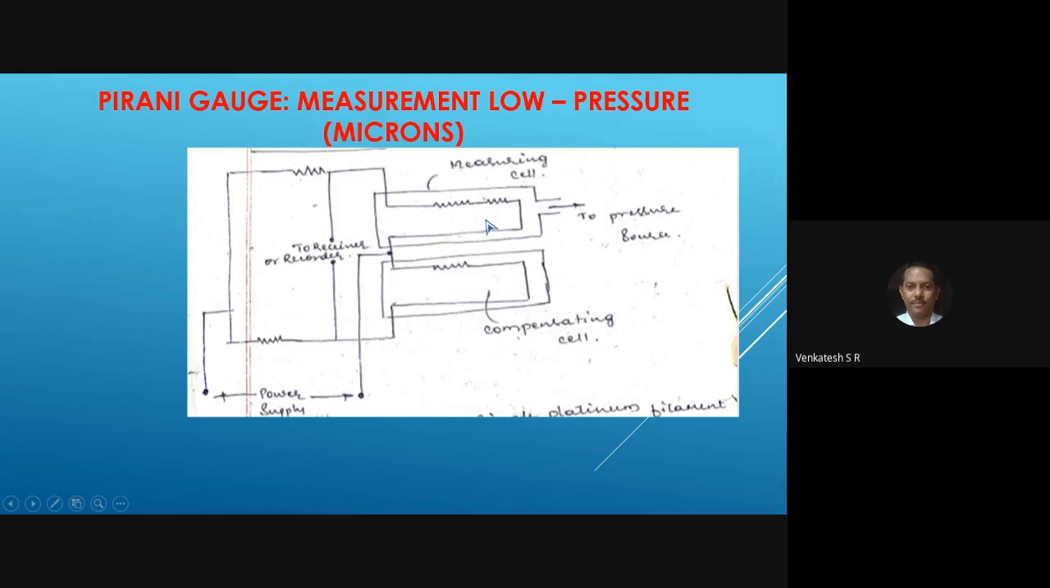Observe here, there will be two cells which contain the resistances, and the circuit is completed by two more resistors connected like this. These two resistances are connected to the recorder or receiver, which gives the pressure in the air tank. The compensating cell, the measuring cell and the other circuit line are connected to the power source. Usually this power source is a 12 volt DC battery. Usually in vehicles we have a 12 volt battery, so the power supply is 12 volts, and this is used for measuring low pressure.